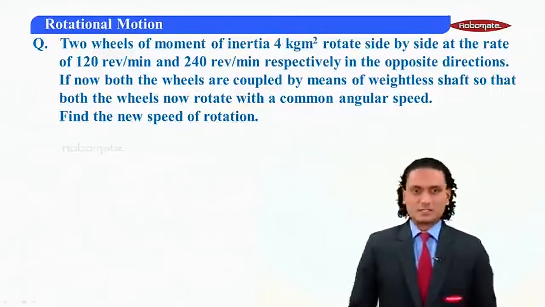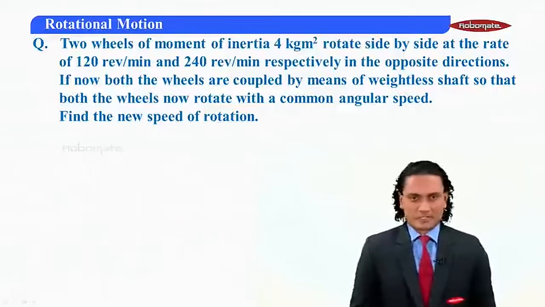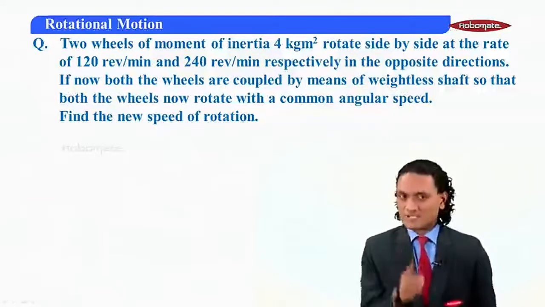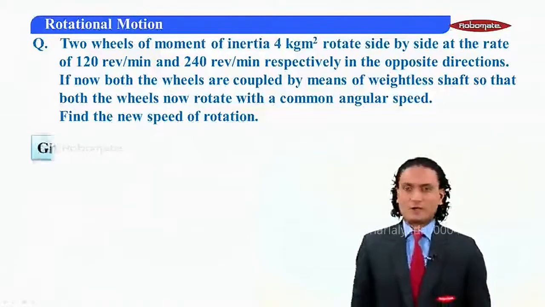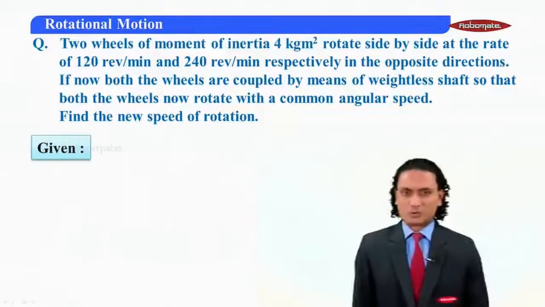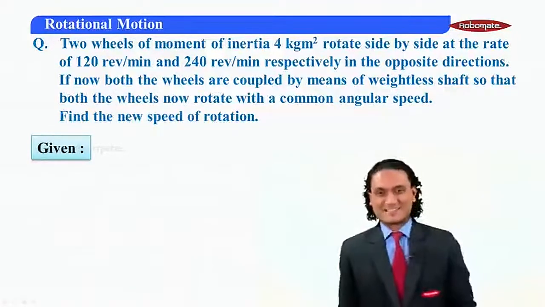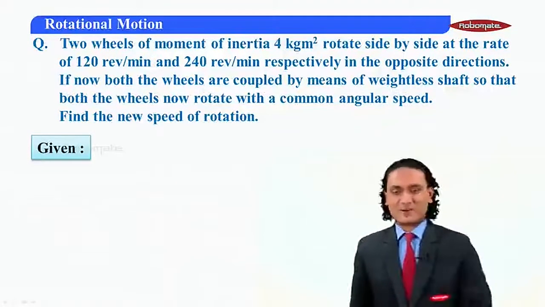Okay students, now we have been following a procedure. We are going to solve this problem step by step. First step is we are going to write down what are the given quantities. Now students, the question is on. First, what is the first given quantity?